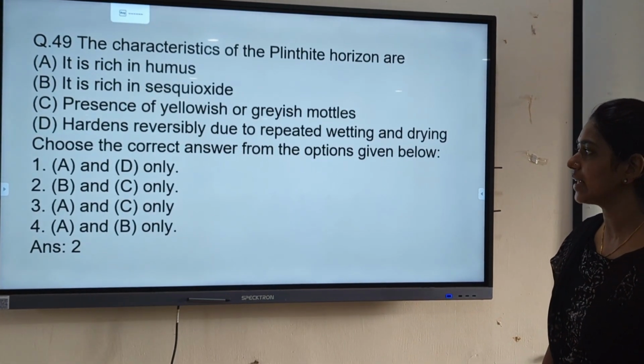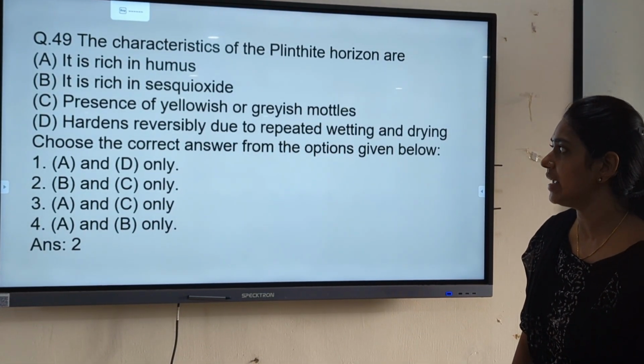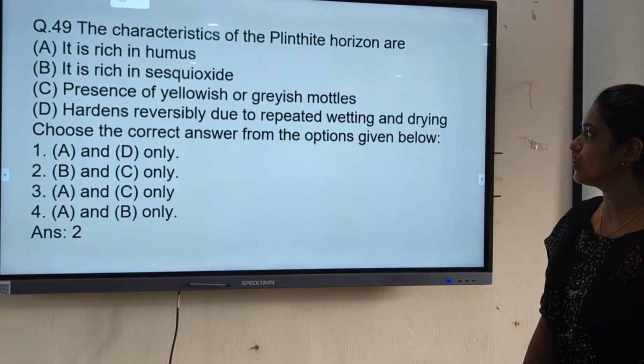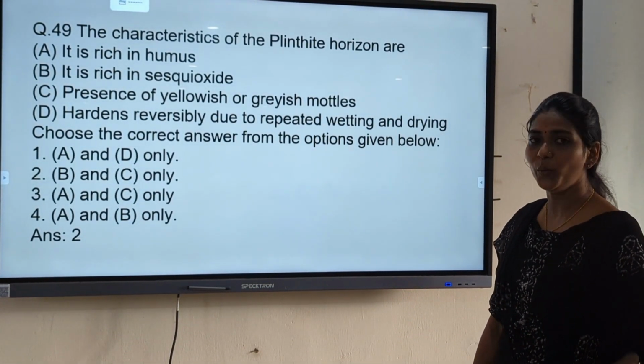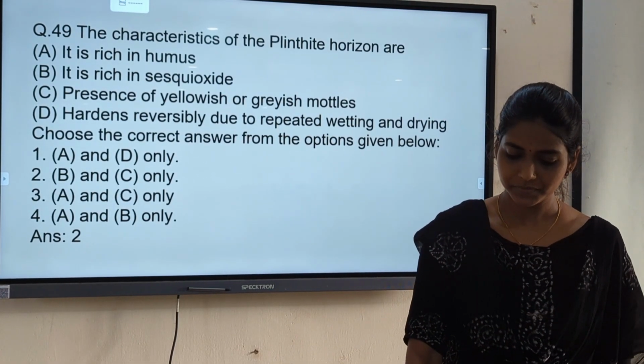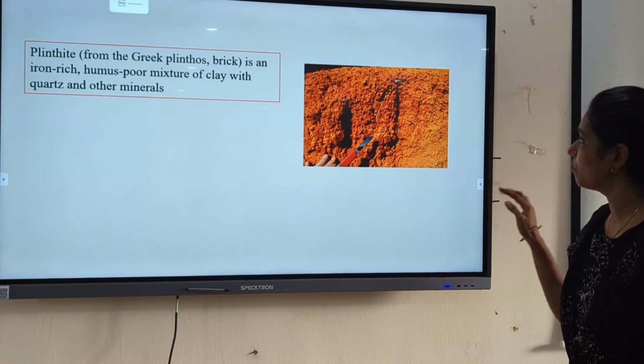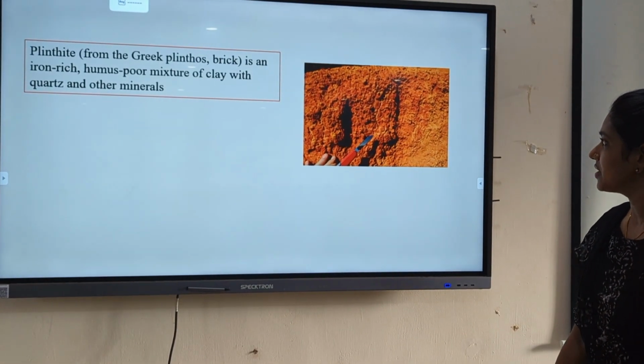So here the answer comes 2, that means both B and C are the right answer. Plinthite is rich in sesquioxide, and we can also see a presence of yellowish or greyish mottles. So the plinthite horizons will be almost similar to this. It is rich in iron.